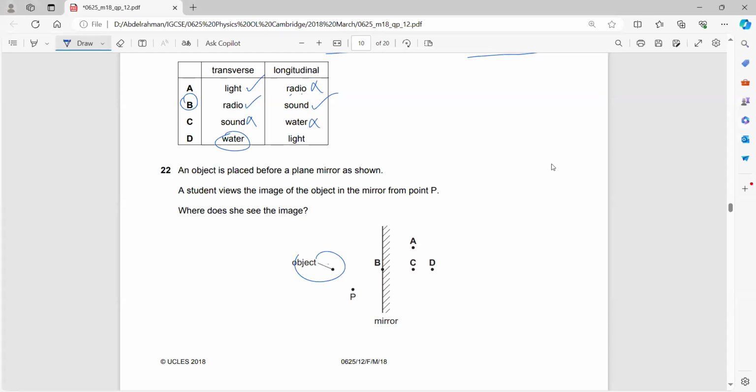You can use a ruler to find the distance between the object and the mirror, and the same distance would be all the way to D. That's it. It's not C. C is wrong. The same distance from the object to the mirror would be from the mirror to the image at D. Yes, great.